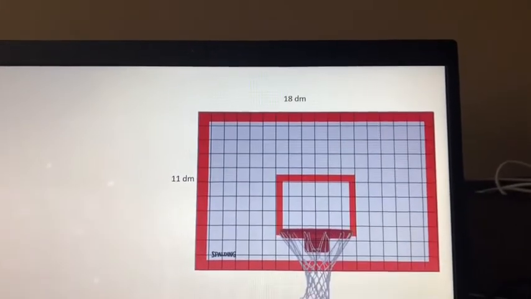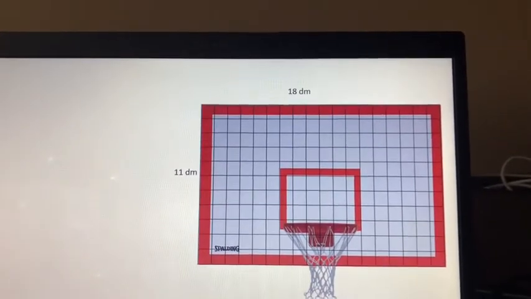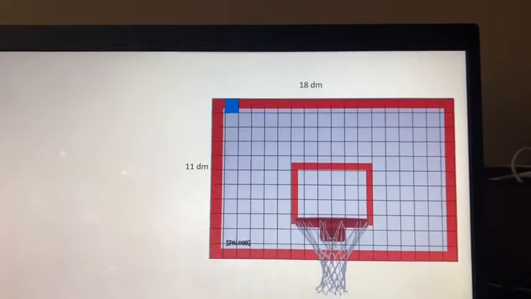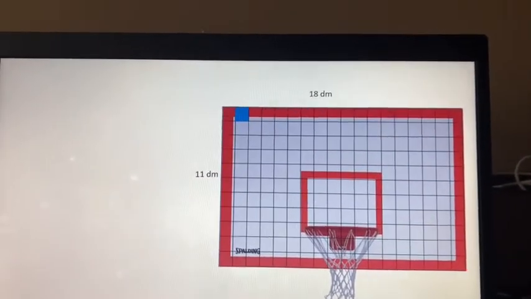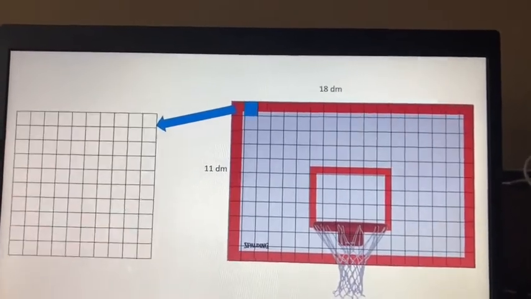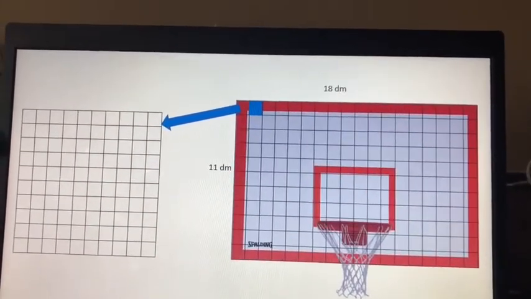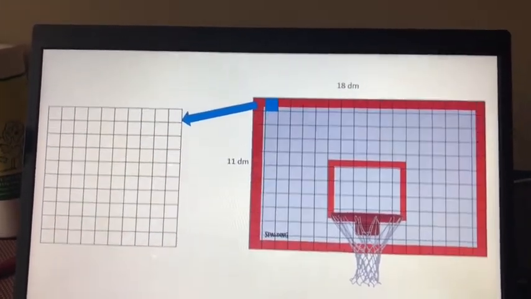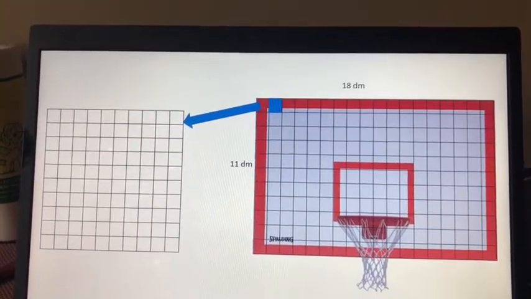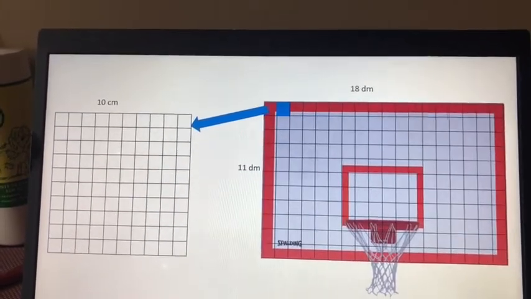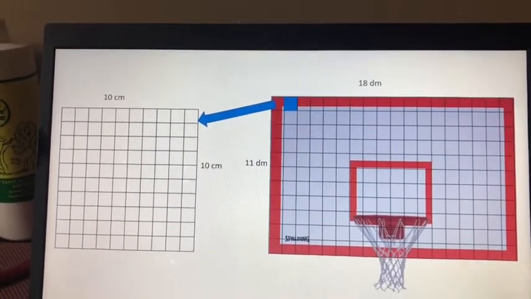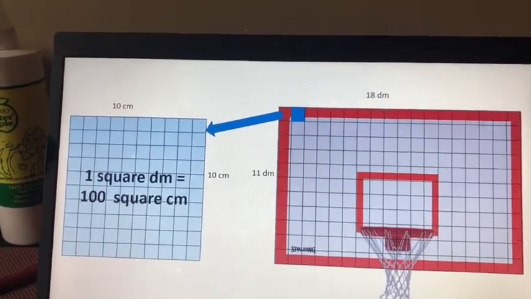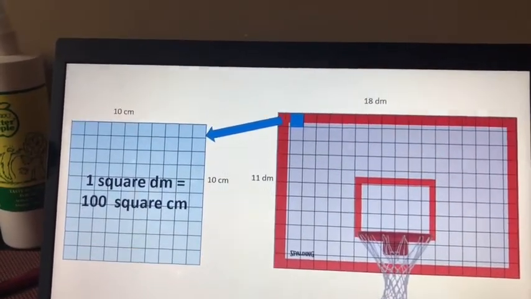So let's just kind of review a little bit. So we see all these square decimeters. Okay? I'm just going to highlight one of the decimeters here, and we're going to blow that up. And you can see that if we blew that up, a square decimeter would have 100 square centimeters in it. In other words, it would be 10 centimeters wide, 10 centimeters long. So it's a square. So 1 square decimeter would equal 100 square centimeters.